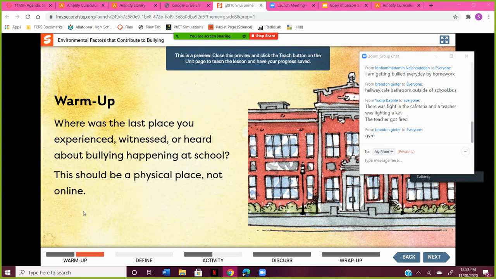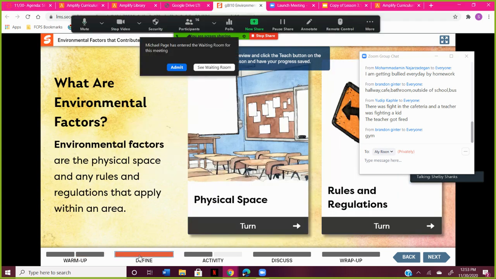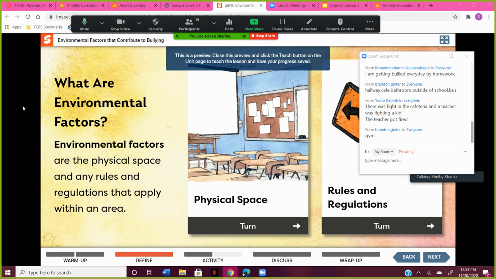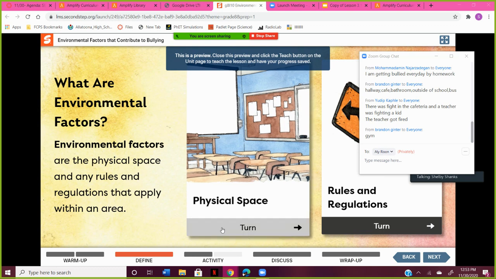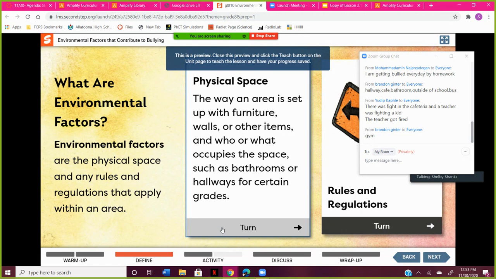From these responses, bullying can happen anywhere, right? And so I've got a definition. We've got some environmental factors, all right? So what are environmental factors? Environmental factors are the physical space and any rules and regulations that apply within an area. Physical space is the way an area is set up with furniture, walls, or other items, and who or what occupies the space, such as bathrooms, hallways, or hallways for certain grades.